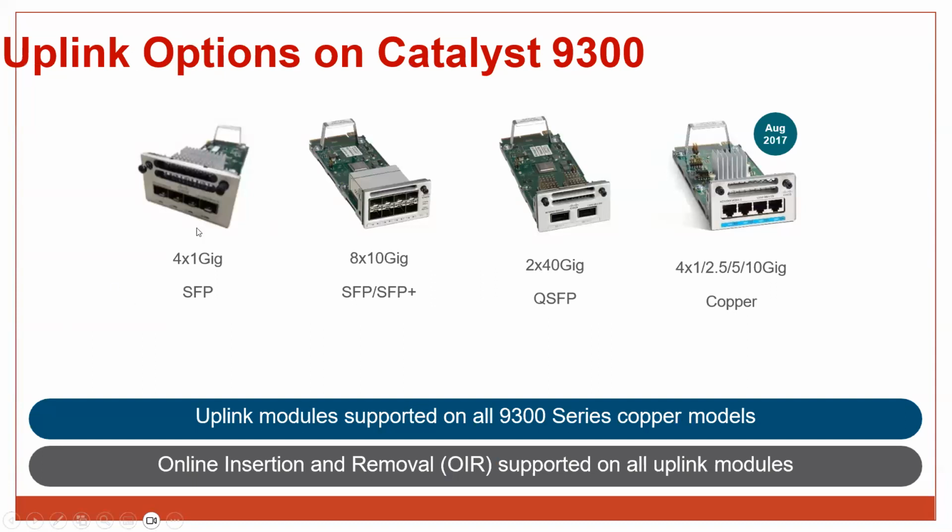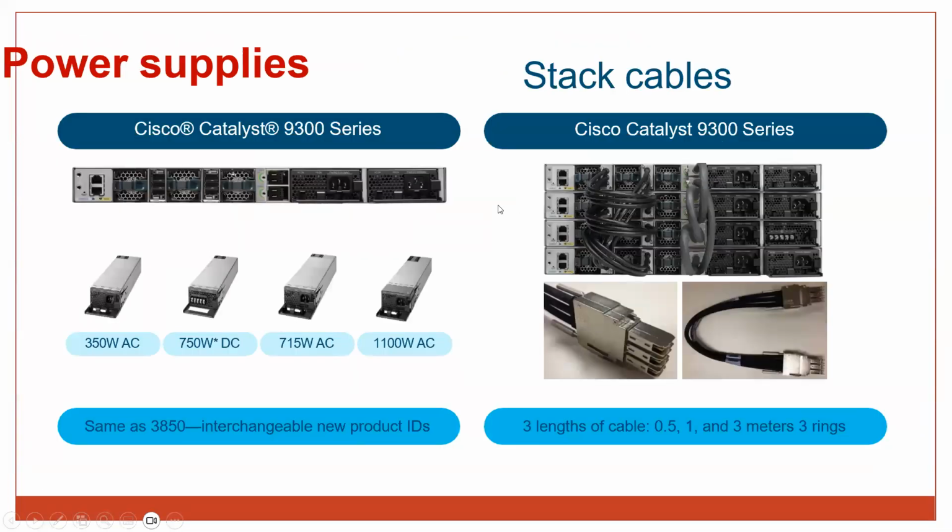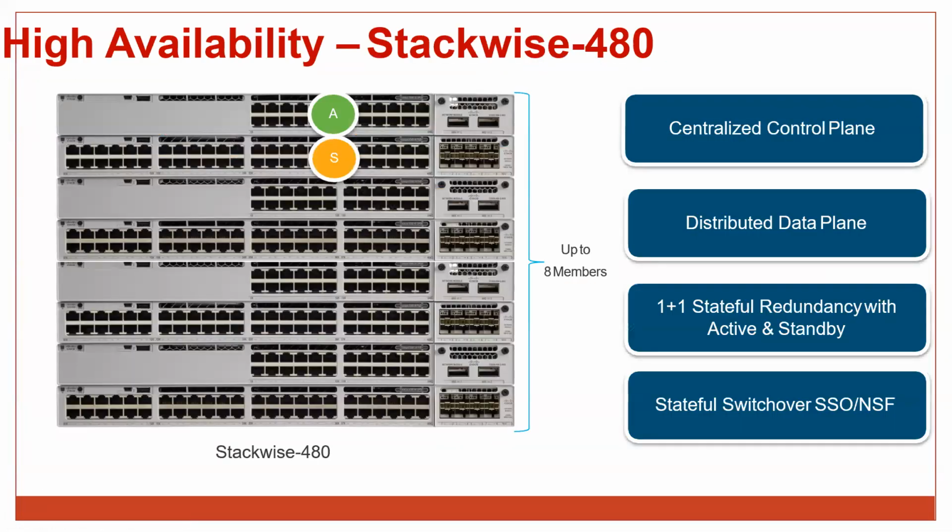Sometimes you have 4 interfaces mapped with one ASIC. So you can see 4 into 1 gig SFP. Sometimes 8 SFP mapped to one ASIC. Sometimes only 2 interfaces mapped to an ASIC. Sometimes one ASIC is mapped to one port. Like that we have. Now you can see the line card and the supervisor engine arrangement, and you have centralized control, distributed data plane, stateful failover.